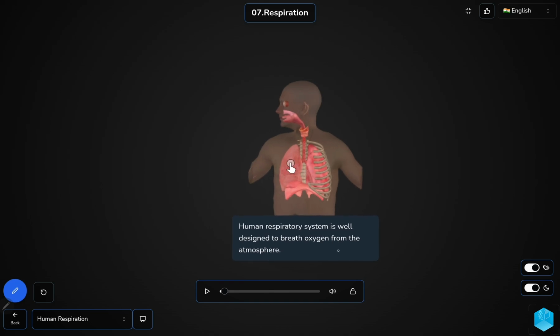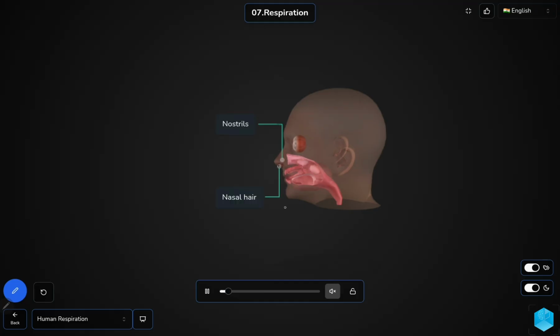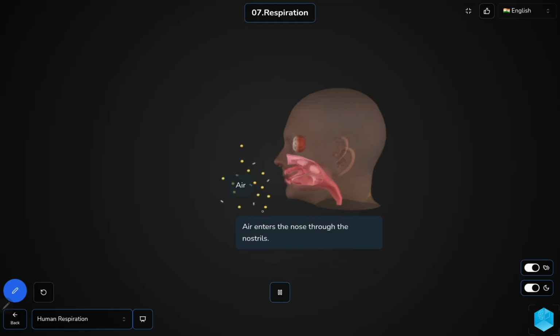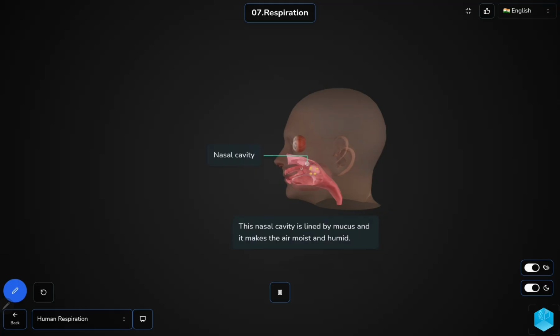The respiratory system is well designed to breathe in oxygen from the atmosphere. Now the air enters through the nostrils, and the nostrils are provided with nasal hairs. So when the air is entering the nostrils, the air is getting filtered. The filtered air enters the next part, the nasal passage, and the dust particles are thrown off. This nasal cavity is lined by mucus. This makes the air moist and humid.